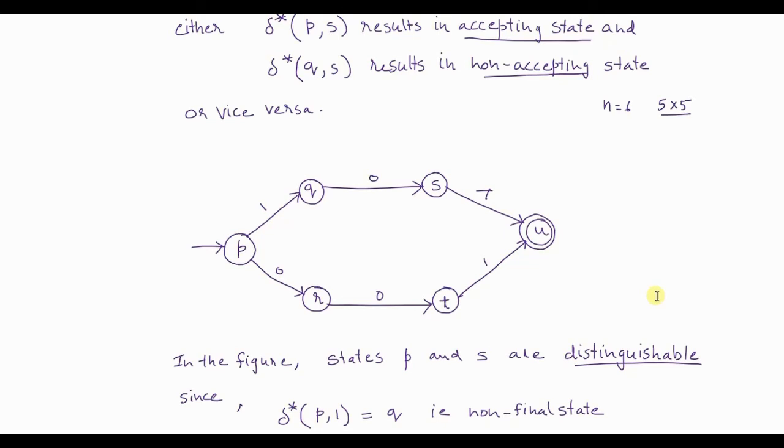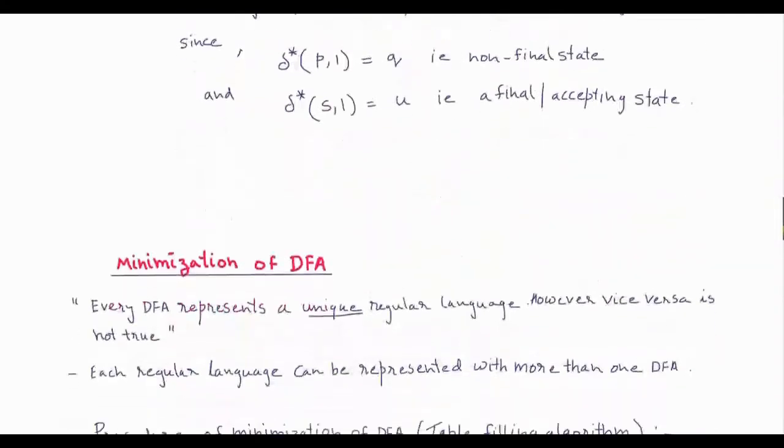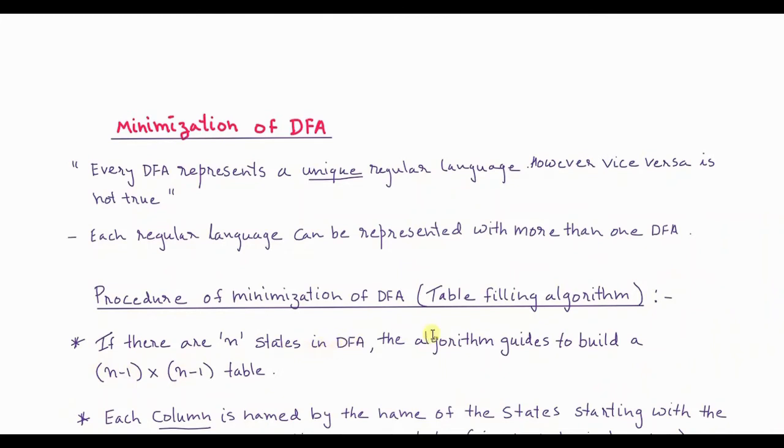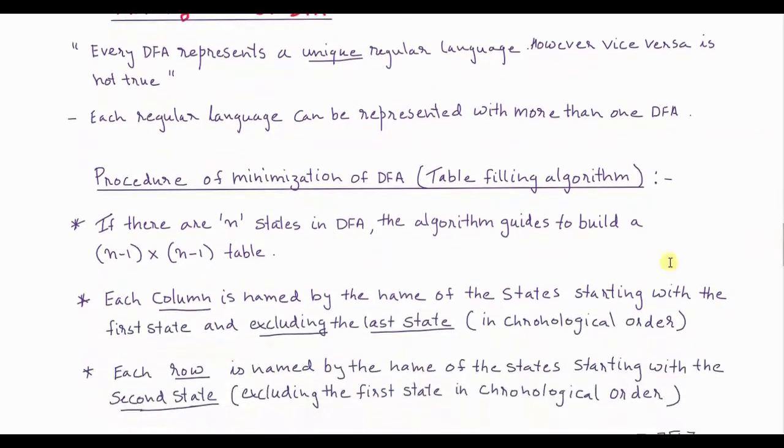So that's the meaning of the first sentence that we saw. What was the first sentence? It simply said that if there are n states in the DFA, then the algorithm guides us to build an n-1 by n-1 table. Now the second and third points say how we should name the columns. Each column is named by the name of the states, starting with the first state, excluding the last state. In simple words, starting with the first state alphabetically or chronologically, you go on naming them, and you exclude the last state in the columns.